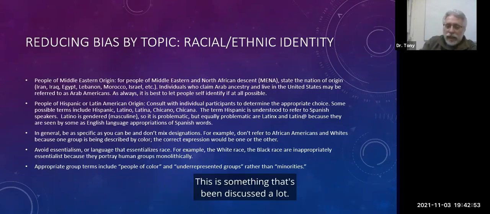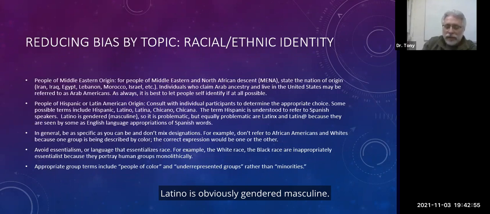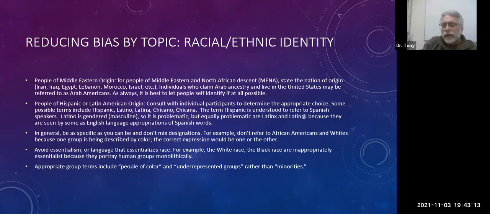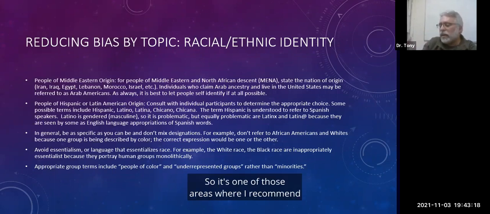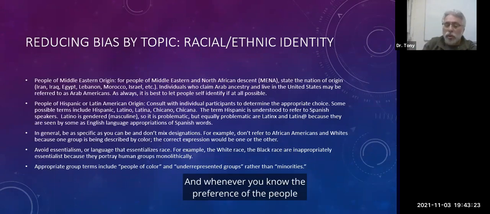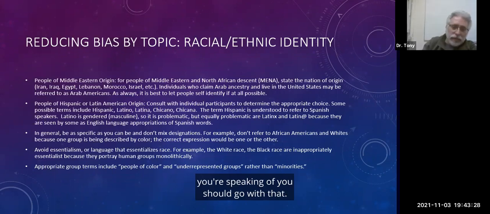This is something that's been discussed a lot. Latino is obviously gendered, masculine, and so some people consider it problematic. But some people also consider Latinx and Latinat problematic as well, for a variety of reasons, one of which is that some see them as an English appropriation of Spanish words. This can be a tricky area, so it's one of those areas where I recommend, as always, being as specific as you can, and whenever you know the preference of the people you're speaking of, you should go with that.